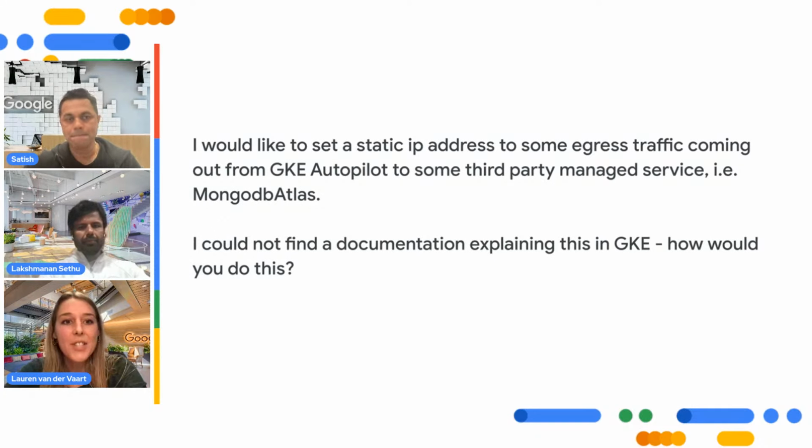One question here is: I would like to set a static IP address to some egress traffic coming out from GKE Autopilot to some third-party managed service, such as MongoDB Atlas. I could not find documentation explaining this in GKE. How would you do this?